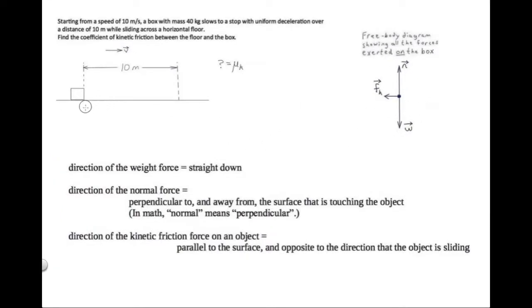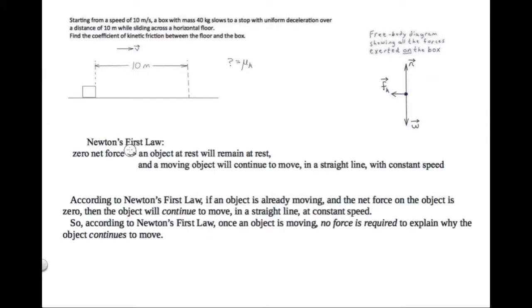Notice that although the box is moving to the right, there are no forces to the right. Now, that does not mean we made a mistake. This is the correct free body diagram. Here's Newton's first law. According to Newton's first law, if an object is already moving and the net force on the object is 0, then the object will continue to move in a straight line with constant speed.